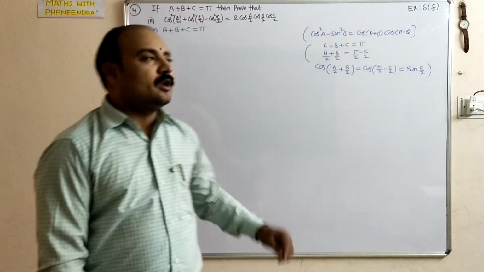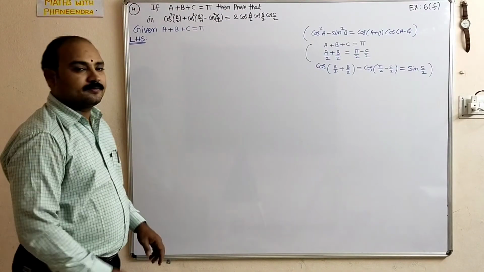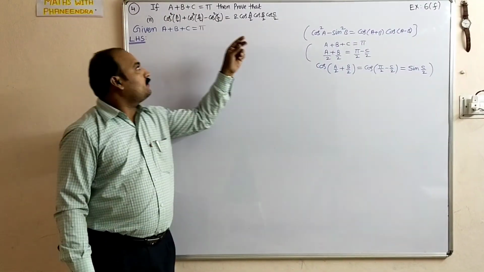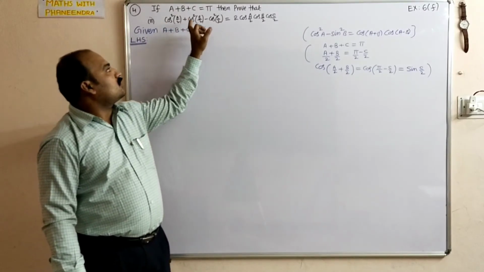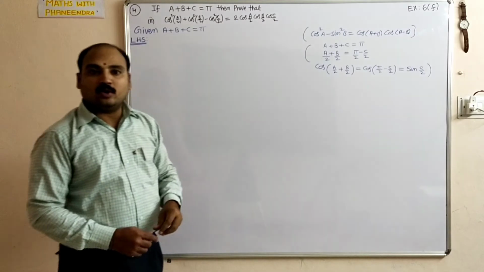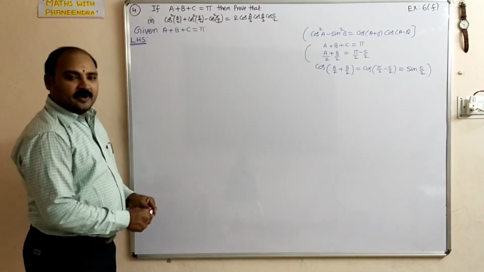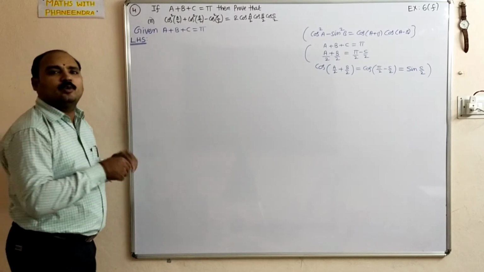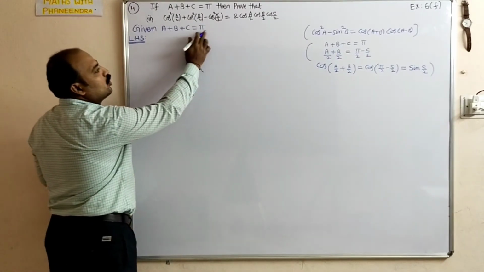The next question, in fourth, second bit. If A plus B plus C equals pi, then prove that cos square A/2 plus cos square B/2 minus cos square C/2 equals 2 cos A/2 cos B/2 sin C/2. Like the previous problem, here the only difference is minus. A similar procedure you have to follow. A plus B plus C equals pi, it is given.